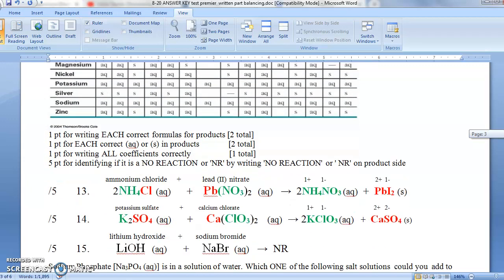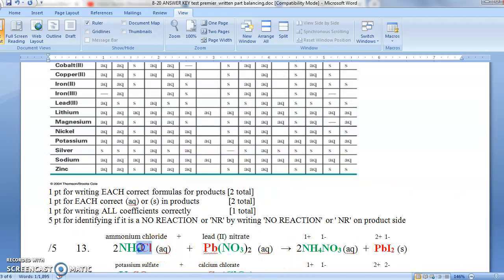And there we go. So in this first reaction, we have ammonium chloride, NH4Cl. Where did we get that formula for ammonium chloride? NH4 is 1+. Chloride is 1-. It's a halogen, crisscross, 1+, 1-.